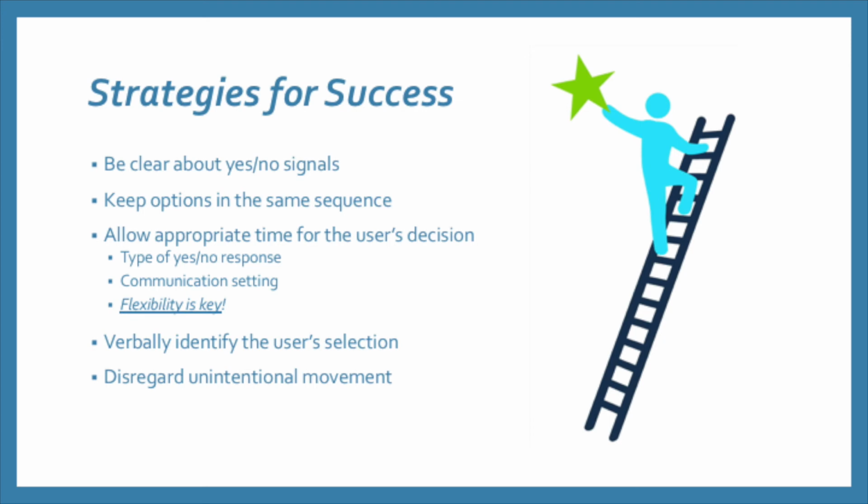All right, awesome. Some strategies for successful partner-assisted scanning are to really be clear about what the yes and no responses are, to keep the options, whether they be in the rows or the items, in the same order every time you go through them, and to allow enough time for the user to make a decision. So variables that may affect decision time could include the type of response as well as the type of setting, so always be sure to stay flexible. And lastly, it may help to verbally identify the selection and then also to disregard any unintentional movement and really focus on the message.